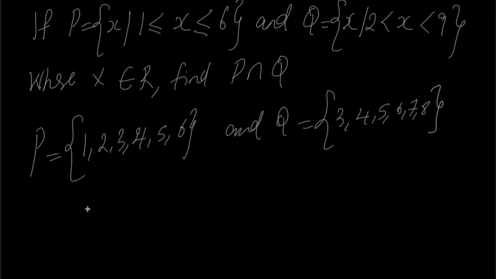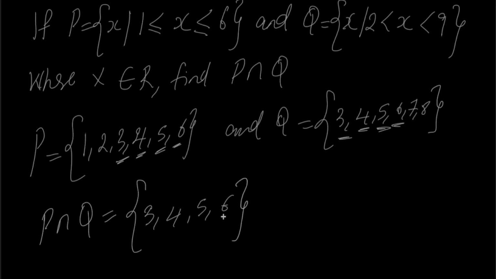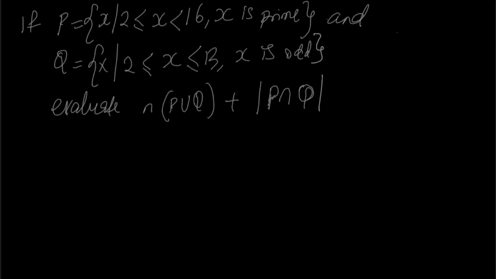Now let's find the intersect. What is here that is here? 3 is here, 3 is here. 4 is here, 4 is here. 5 is here, 5 is here. 6 is here, 6 is here. Okay?